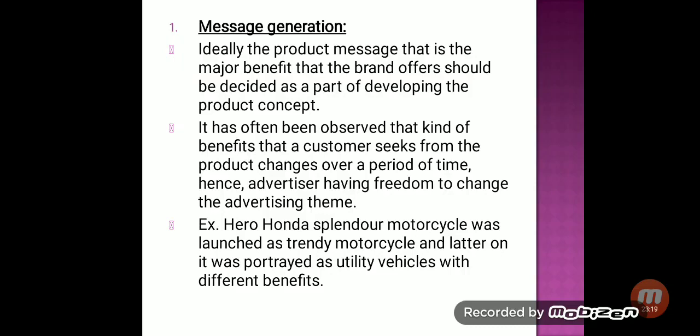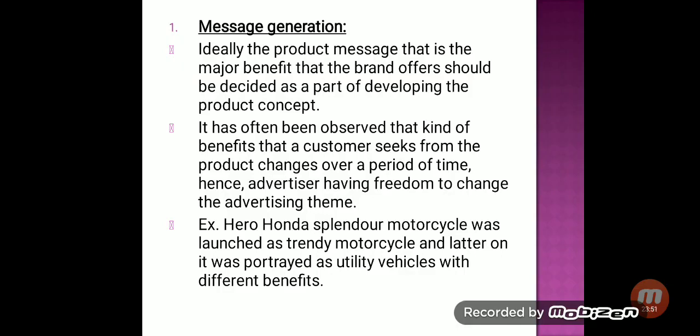It means what type of message you want to pass to your prospective customers. Either you want to create an image of a product oriented strategy or price oriented. Means whether as a marketer you want to create an image of a good quality product or you want to create an image of a product having low price, that you have to decide here.